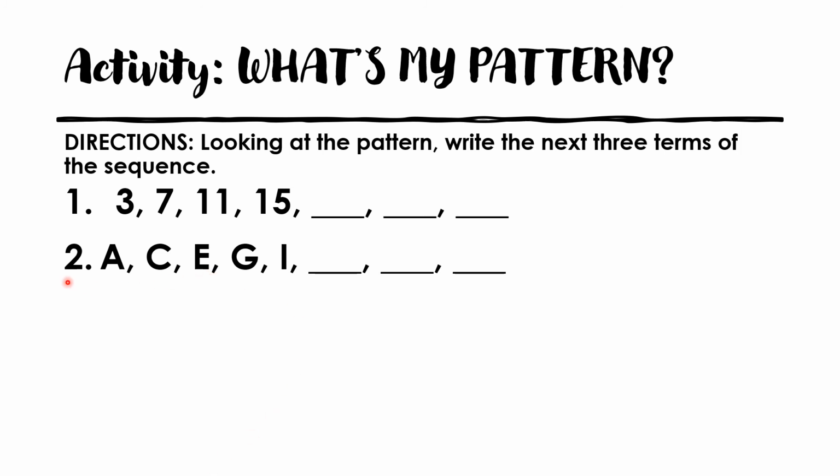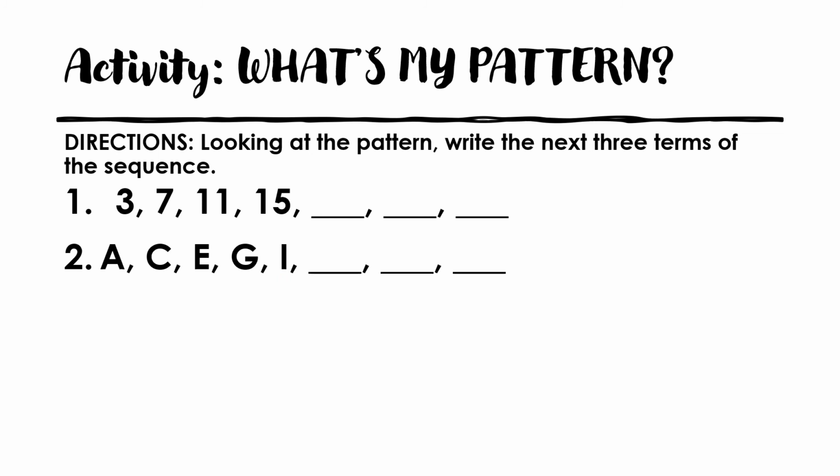Number 2, we have A, C, E, G, I. Does it have a pattern? What will be the next 3 terms?